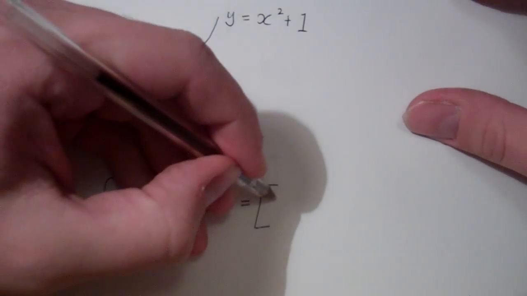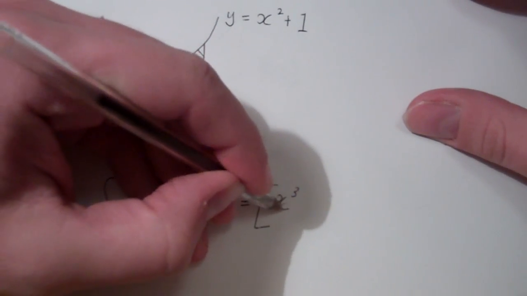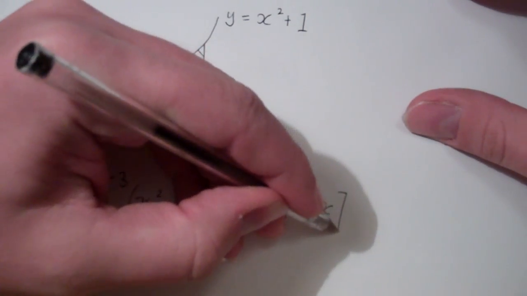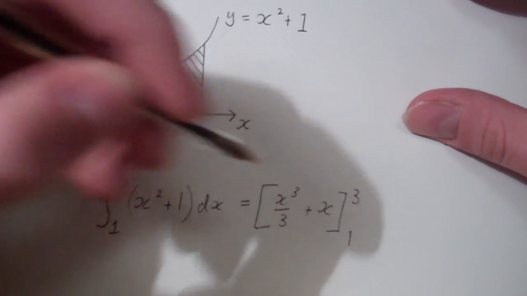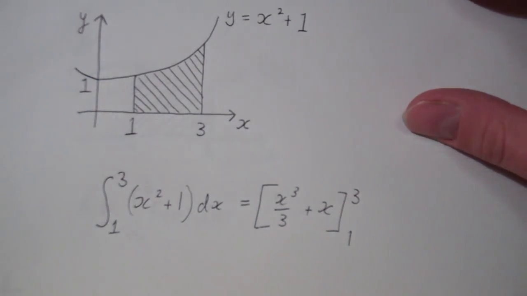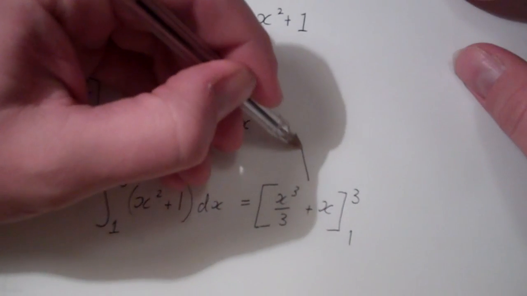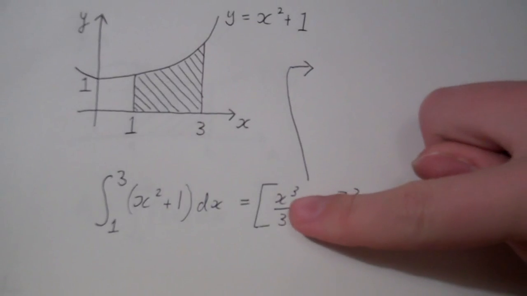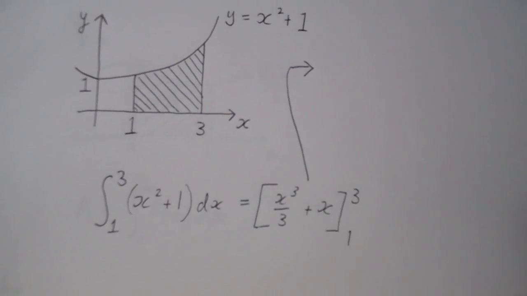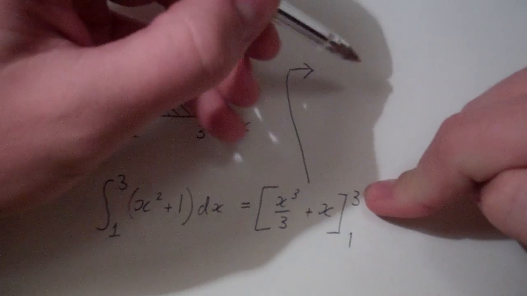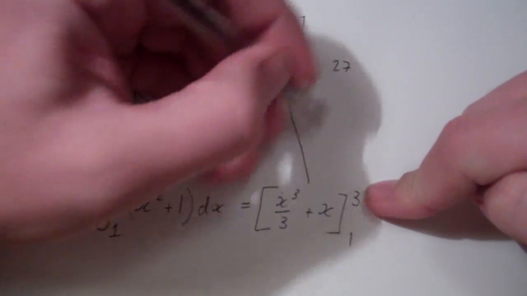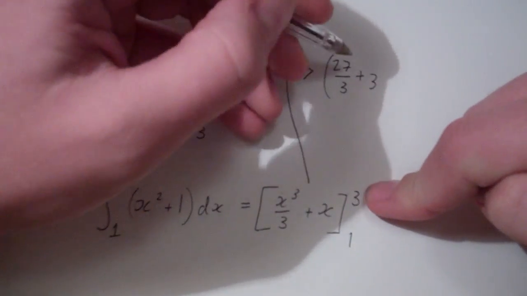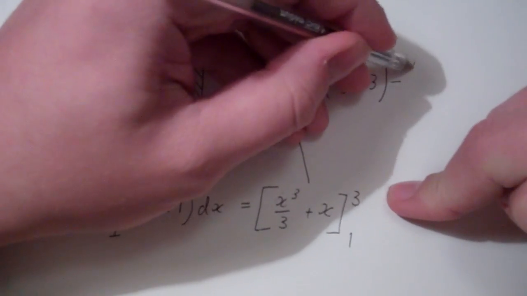integral here. That becomes x cubed over 3, and that's plus x, same limits, 3 and 1. So I will continue that up here. So again, what do we do first? We put the number 3 in, so we put 3 in for x. So we've got 3 cubed, which is 27 over 3 plus 3, and we're taking away from that 1.